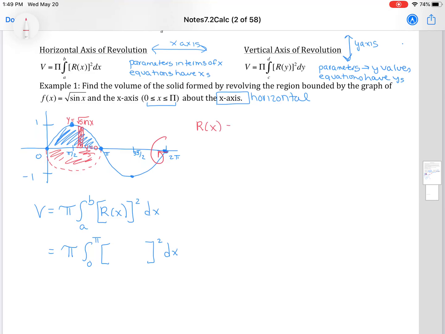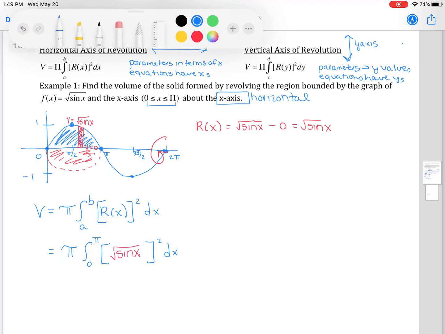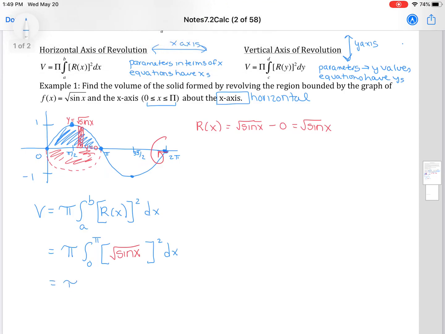The distance between them is found by subtracting. So uppercase R of x is the top function, square root of sine of x, minus the bottom function, which is 0. In this case, you just end up with the original function that you started with. Realize, though, that that is not always the case. That value then gets subbed in for our uppercase R of x, and now we continue with the simplifying. Step 1, you want to square. When you square a square root, it disappears.